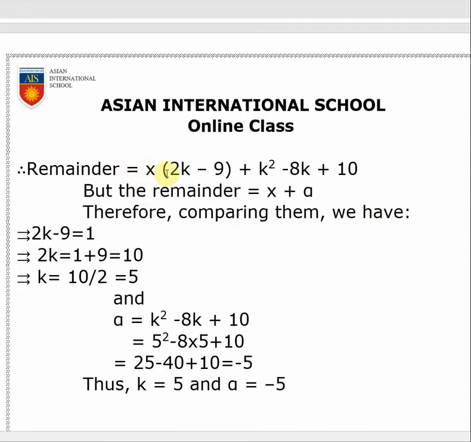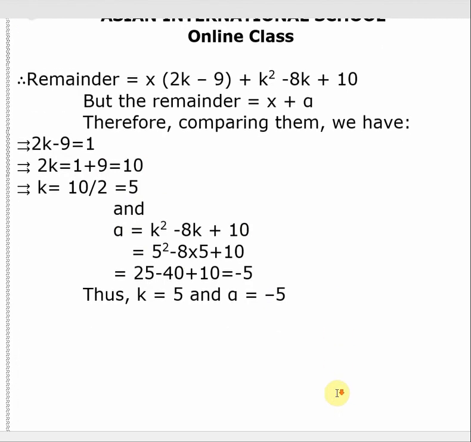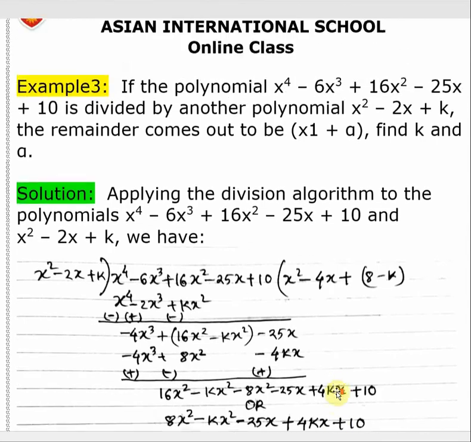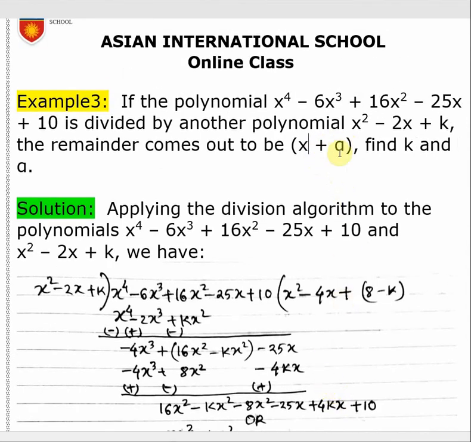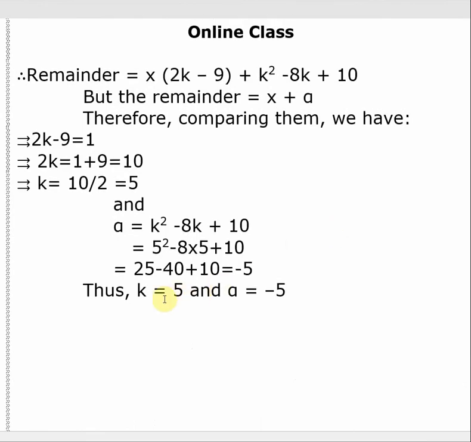So the remainder is x into 2k minus 9 plus k square minus 8k plus 10, but the remainder is x plus a. So comparing, we can say that 2k minus 9 is 1, as written here, and a is k square minus 8k plus 10. Now this is solved over here. So 2k minus 9 is 1, that means 2k is 1 plus 9, 10, k is 5. This k equals 5 is put into this equation, and a is also found to be minus 5. That means the unknowns k and a are found to be 5 and minus 5.